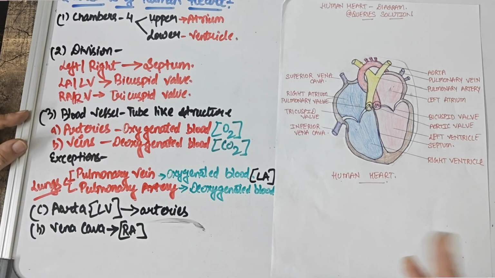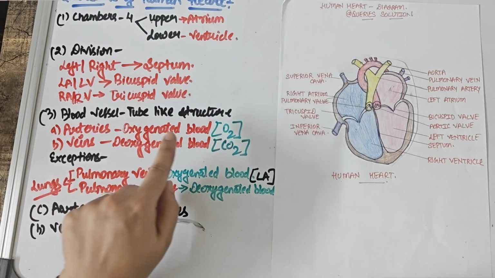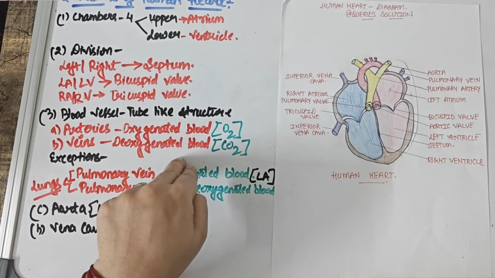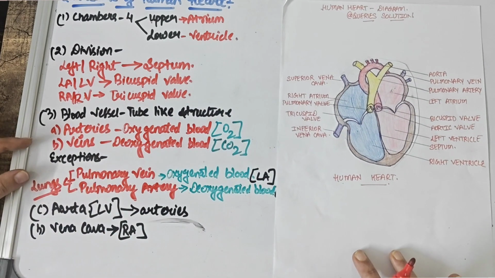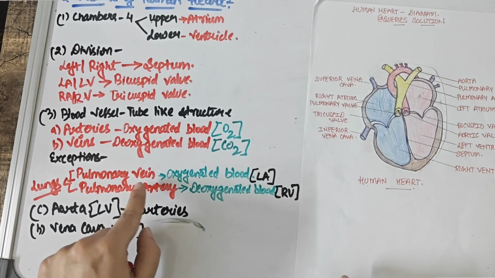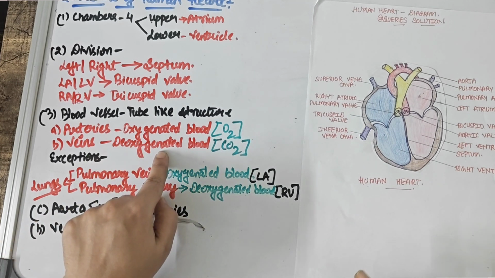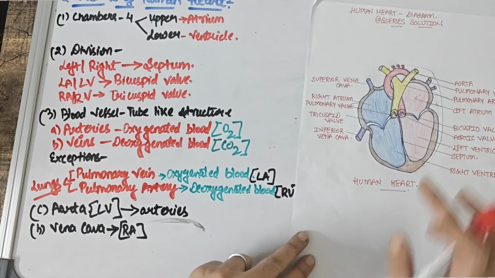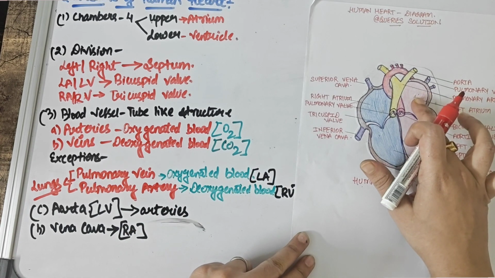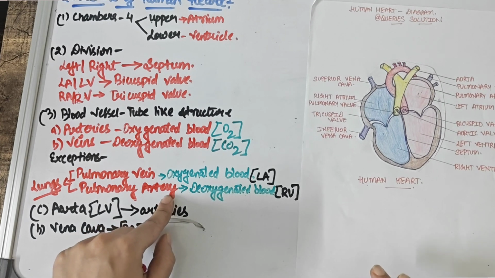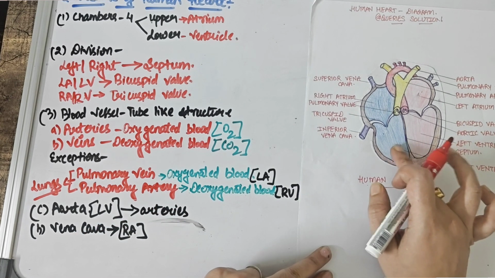So in the blood vessels, which are tube-like structures, we spoke about arteries, which are designed to carry oxygenated blood, and veins, which are designed to carry deoxygenated blood. But we also discussed the exceptions, right? We discussed the pulmonary vein, which will not carry deoxygenated blood but will carry oxygenated blood, and the pulmonary vein has an association with the upper left chamber, the left atrium. The pulmonary artery, being an exception again, has a connection with the right ventricle.